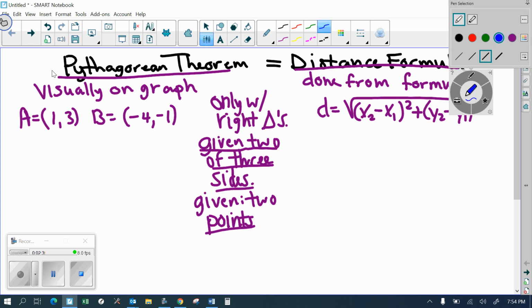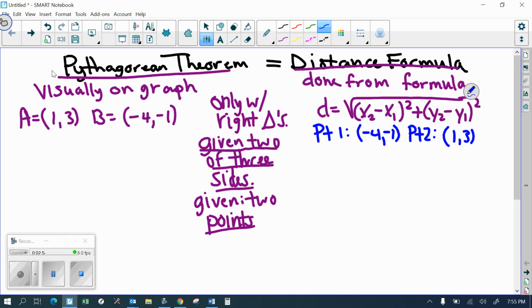So we'll go ahead and call point 1 -4, -1, and we'll call point 2 1, 3. Like I said, it doesn't matter. You're going to get the same answer. Okay, so we just plug this in. Now, just so you know, another way of writing this, the shorter way of saying it, is the square root of the change in x squared plus the change in y squared. Okay, that's the same thing, just much simpler to say.